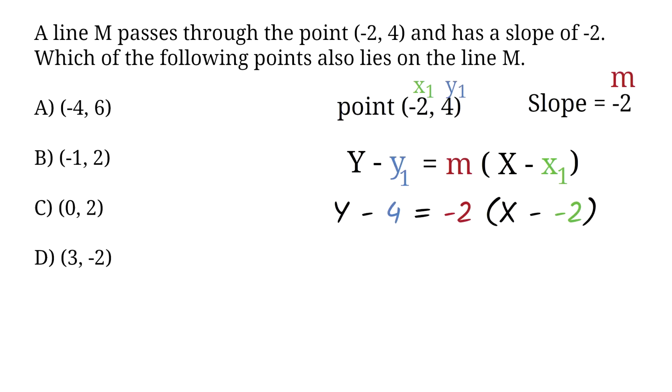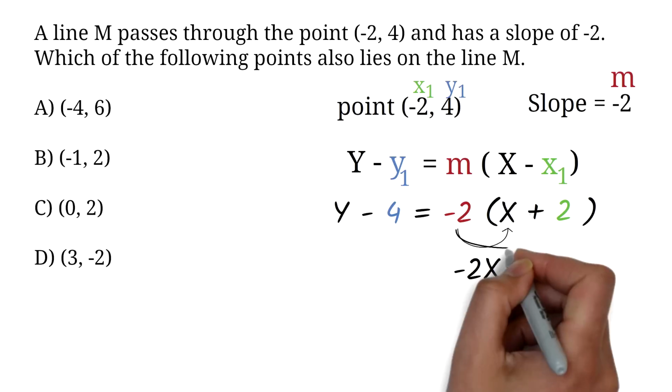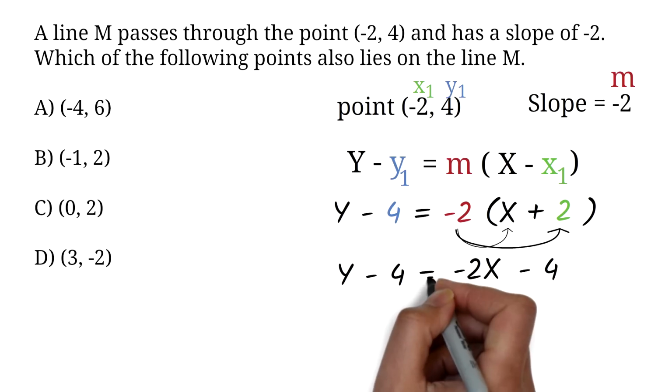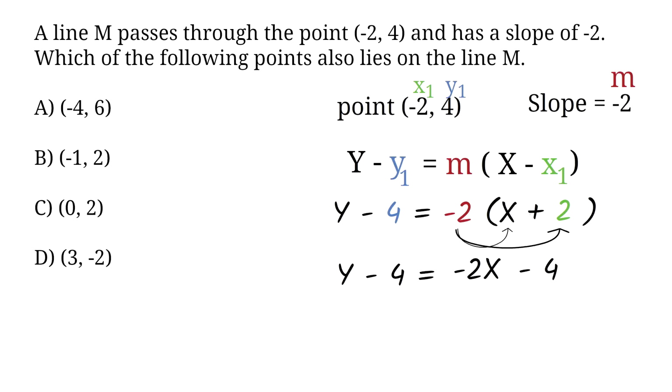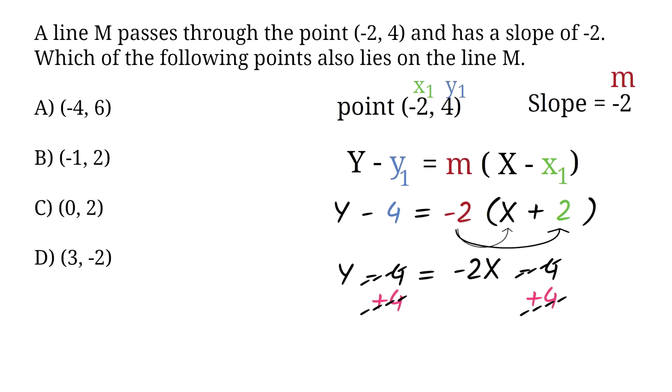Minus -2 can simply be written as +2. We expand. Negative 2 times x is negative 2x. Negative 2 times 2 is negative 4. So we have y minus 4 equals negative 2x minus 4. We want the y to be on one side of the equation. We will add 4 to both sides. The 4 will cancel out. So we have y equals negative 2x.